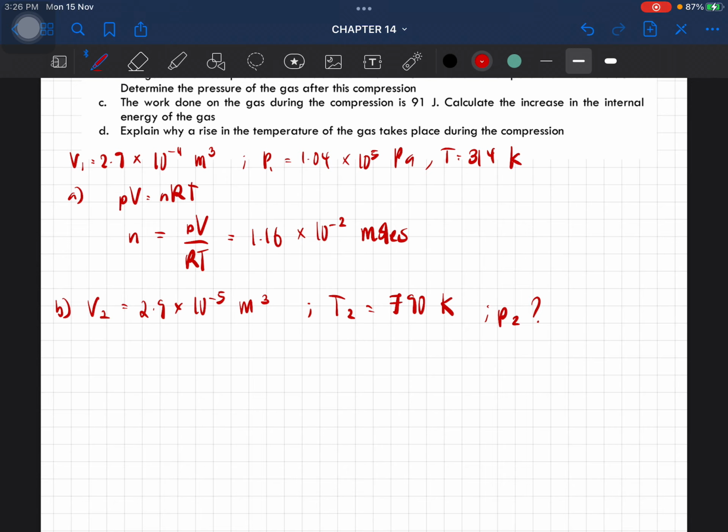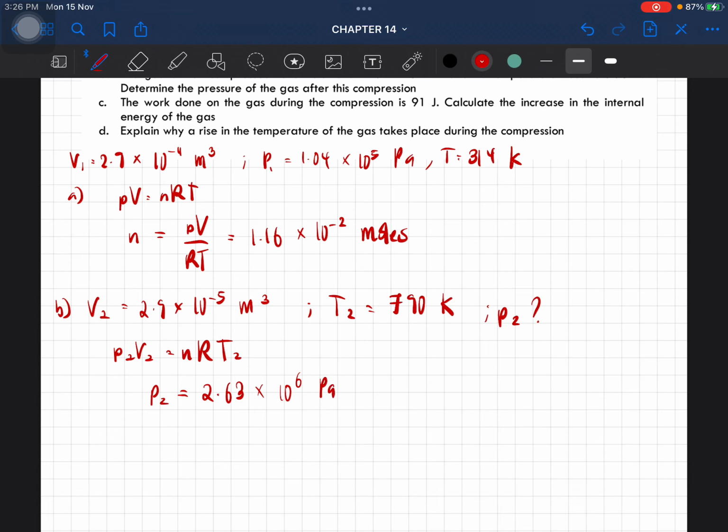So again, this one we can use the ideal gas equation. Because we have to find P2, V2 is given, T2 is given as well. So we can just use this equation. So the pressure is equal to 2.63 times 10 to the power of 6 Pascal.